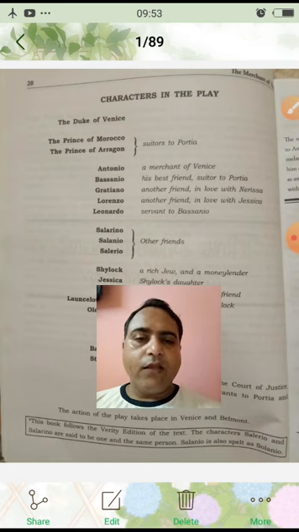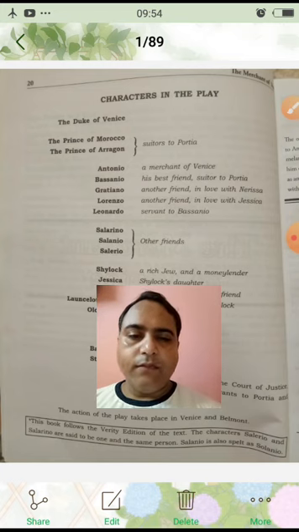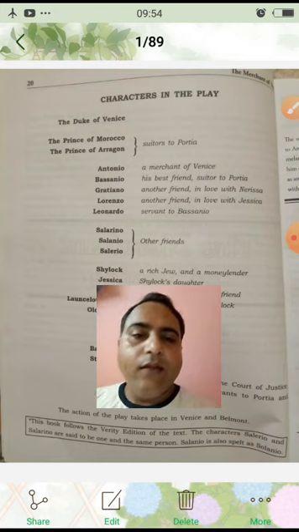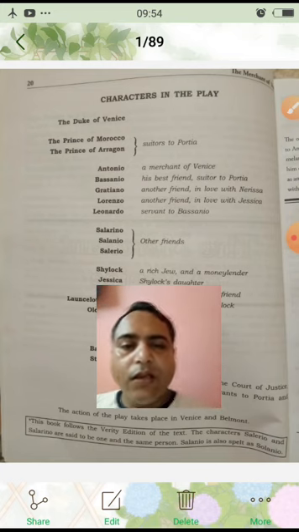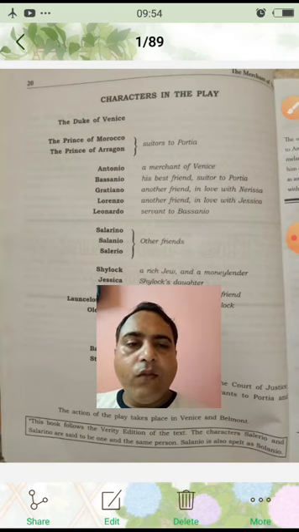Bassanio is whose best friend? Antonio's best friend, and he is also a suitor to Portia, and Bassanio is the only one person who wins the casket system. You would have read that. And then next character is Graciano. Now, who is Graciano? Another friend in love with Nerissa.